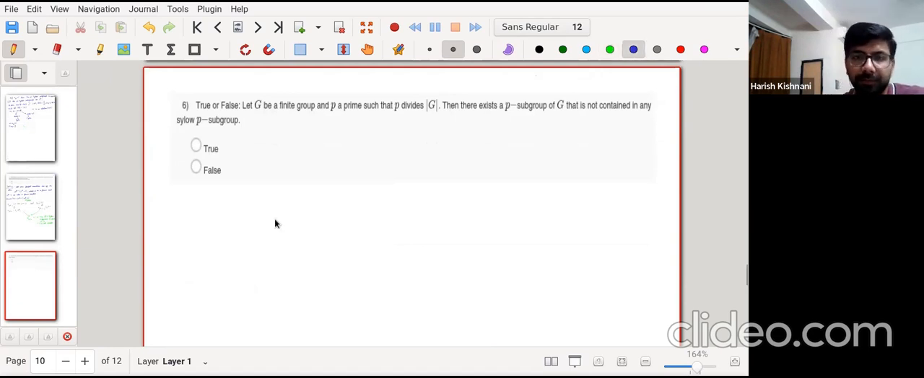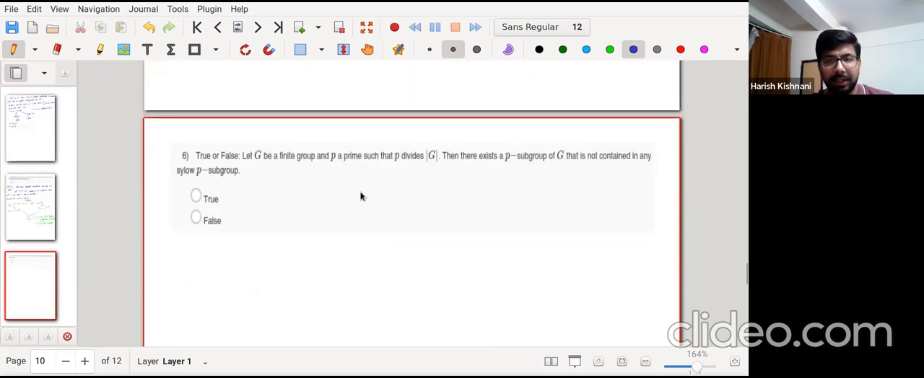So now it says let G be a finite group and p a prime such that p divides the order of G. Then there exists a p-subgroup of G that is not contained in any Sylow p-subgroup. First, understand the statement. Look at it for once. So it says that there exists a p-subgroup. A p-subgroup means a subgroup whose order is of the form p raised to something.